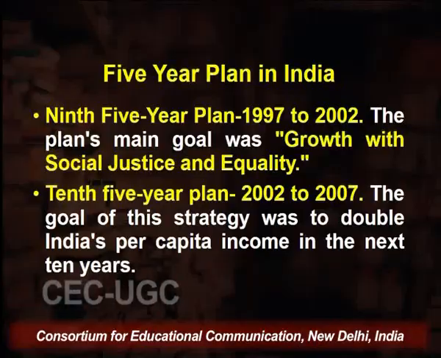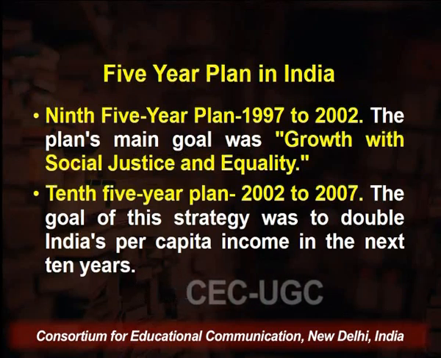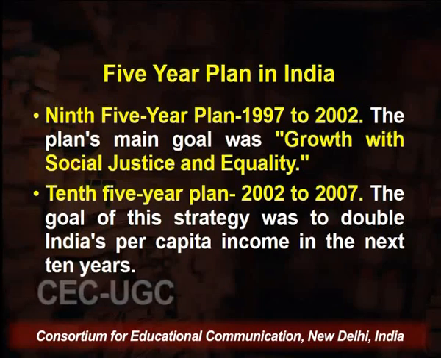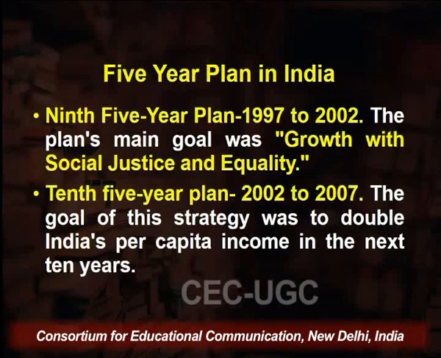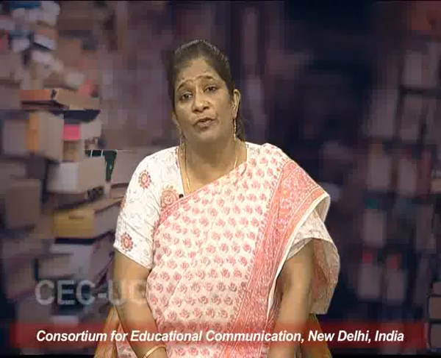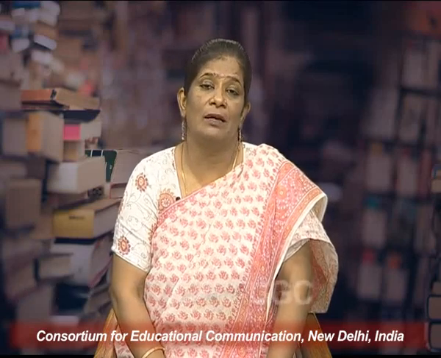Now, after the 8th 5-year plan, we have the 9th 5-year plan, which was from 1997 to 2002, and the main goal here was growth with social justice and equality. The 10th 5-year plan period was 2002 to 2007. The goal of this period was to double India's per capita income in the next ten years. So, we see this shift towards neoliberalization, from a welfare state to a state which supports privatization and liberalization on a large scale.